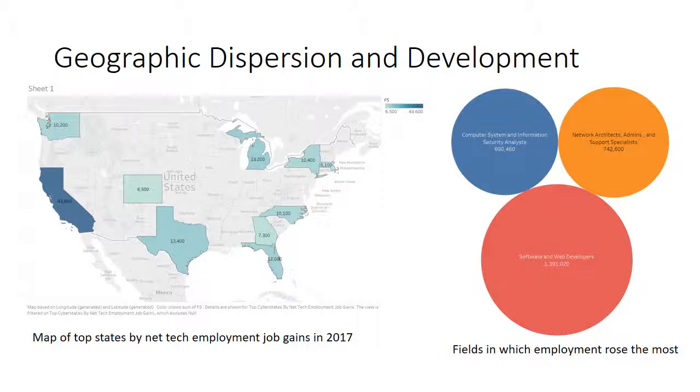Again, here's a map showing the net tech employment gains in 2017, with the largest gains occurring in the state of California, followed closely behind by the state of Texas and Dallas. The bubble diagram on the right shows where most of the jobs in these states were gained. The largest being now in software and web developers, as e-commerce and web apps become more popular.